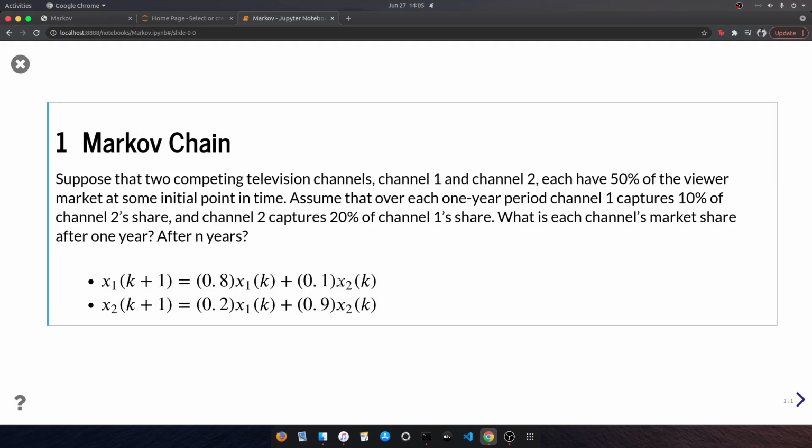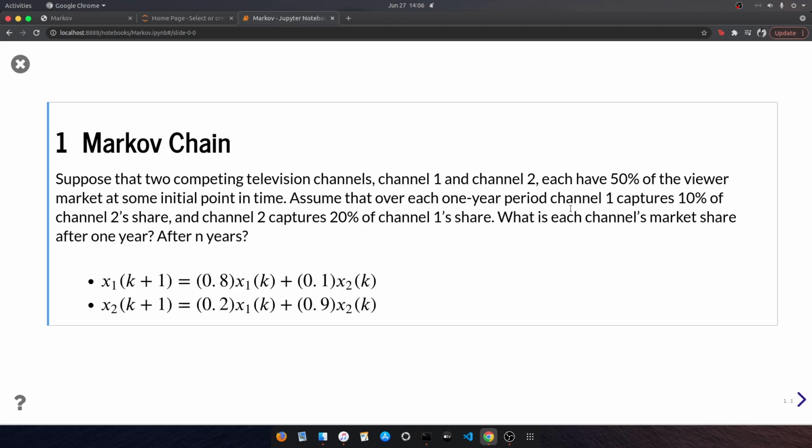And from this given, we are able to construct this system of linear equations. So basically, this says that x sub 1 of k plus 1, meaning the share of channel 1 at time point k plus 1, is equal to 80% of its current share, I mean the share at time point k, plus 10% of the share of channel 2 at time point k. And similarly, the share of channel 2 at time point k plus 1 is equal to 20% of the share of channel 1 at time point k plus 90% of the share of channel 2 at time point k.